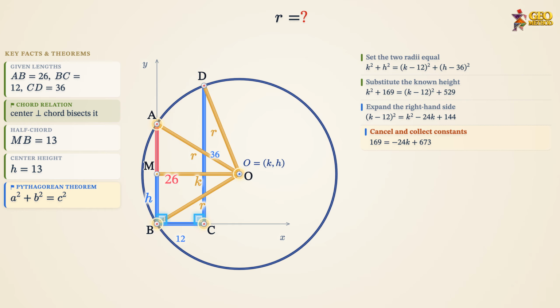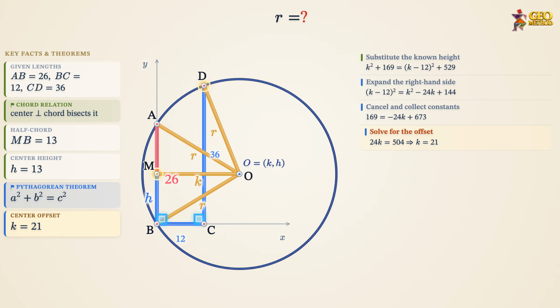The k squared on each side cancels. On the right, 144 plus 529 is 673, leaving 169 equals negative 24k plus 673. Move the constants across. 24k equals 673 minus 169, which is 504. Divide by 24 to get k equals 21. The center is now fully found.